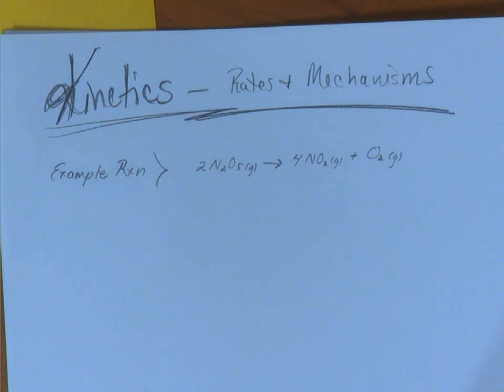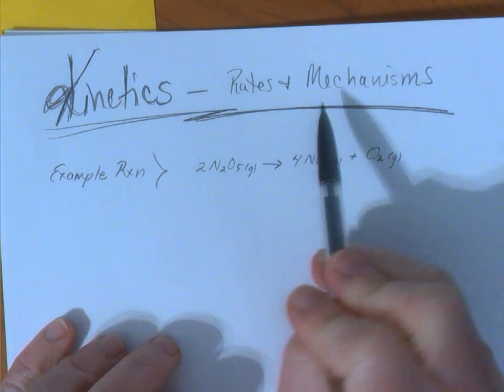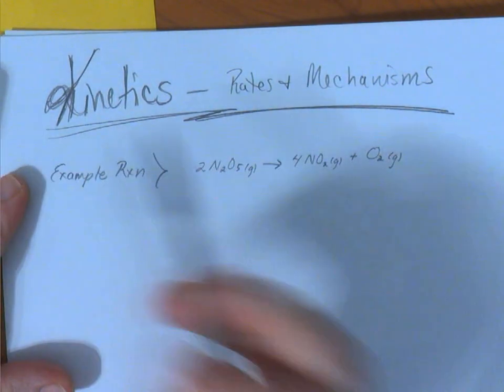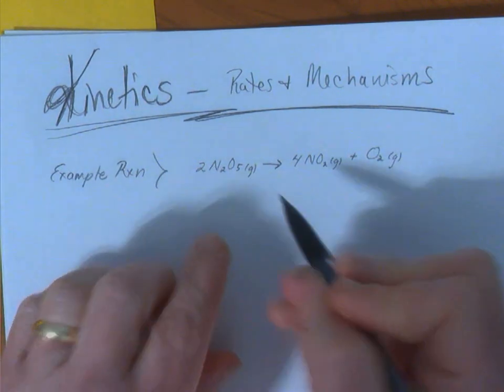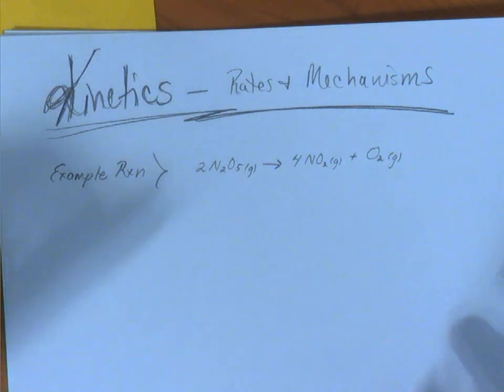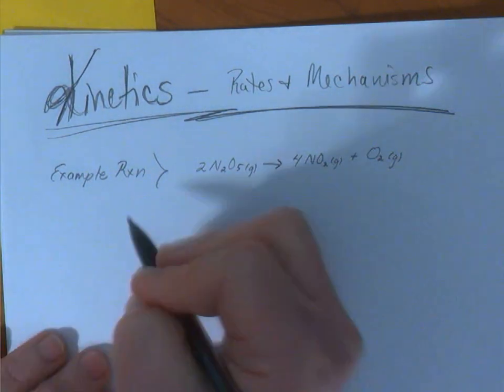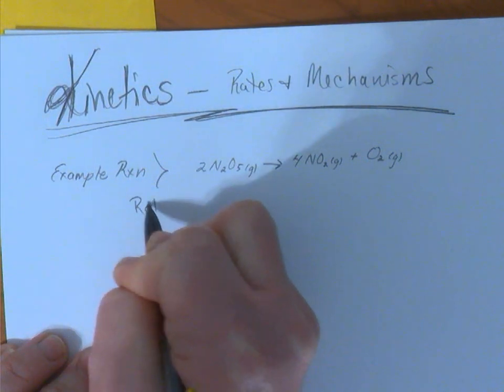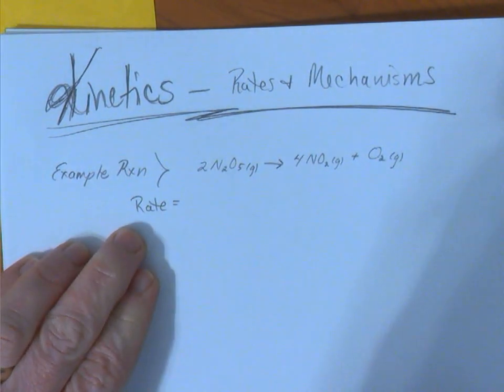Ladies and gentlemen, buckle up your seatbelts because we are going to do a quick review of reaction rates and mechanisms, which were part of our study of kinetics. If we look at this example reaction, how do we communicate the speed of the reaction? What do we measure? Remember we said that we can create what are called rate expressions.